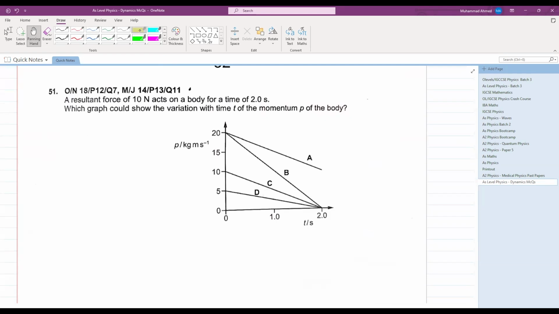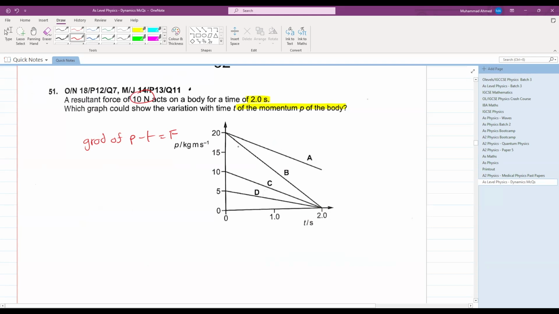Perfect. Let's see this. A resultant force of 10 newtons acts on a body for 2 seconds. Which graph shows the variation with time t of the momentum p of the body? Okay. So we know that the gradient of the momentum-time graph is equal to force. Out of any of these lines, if the gradient of that line is 10 newtons, that will be my answer. But which line has a gradient of 10?